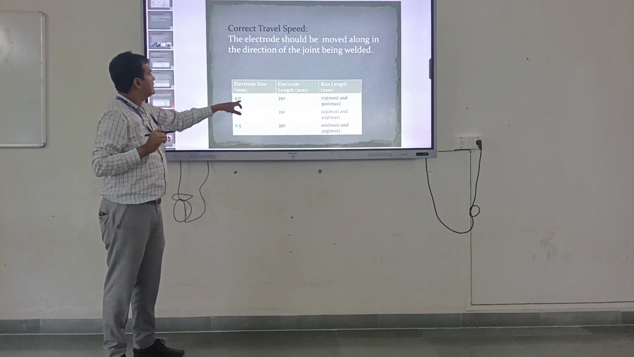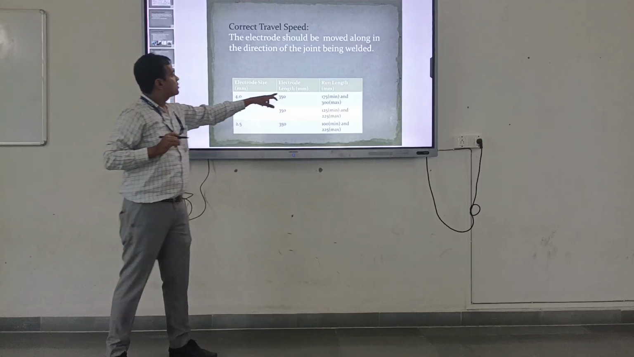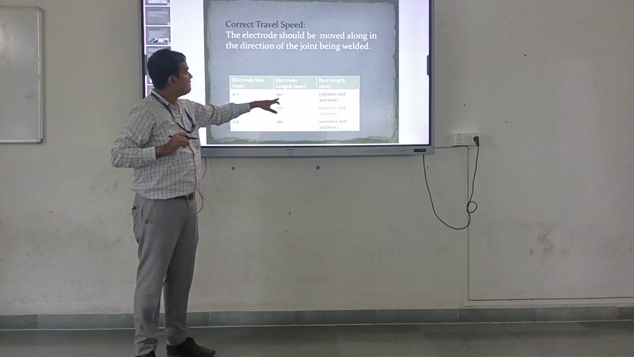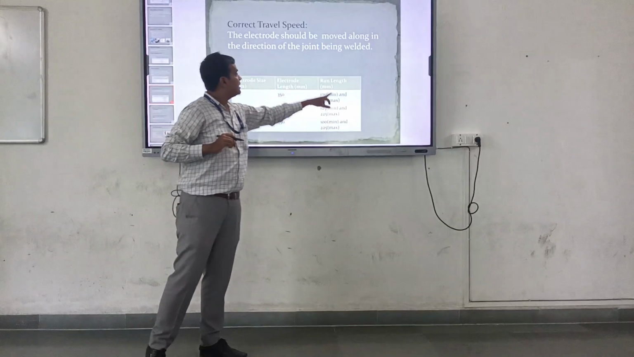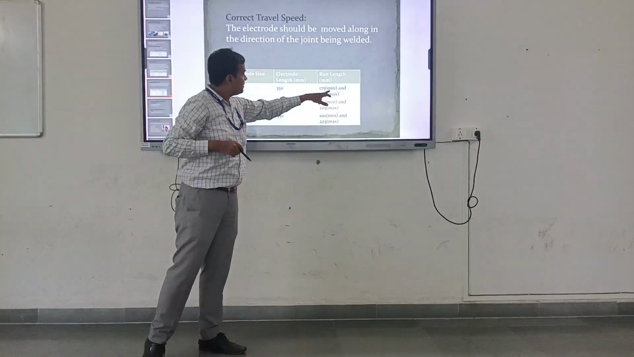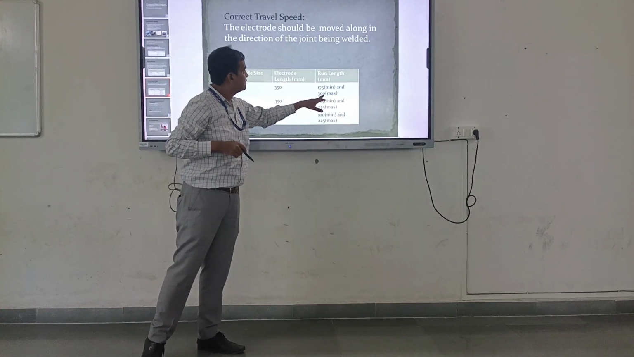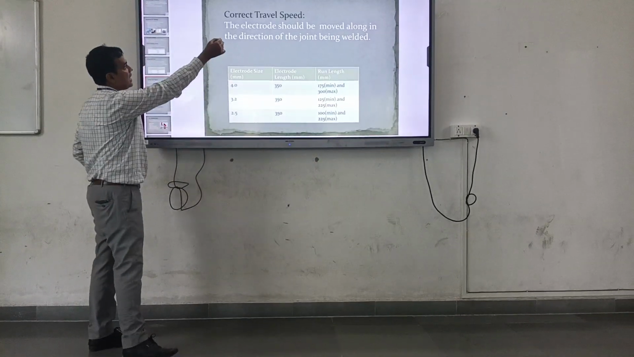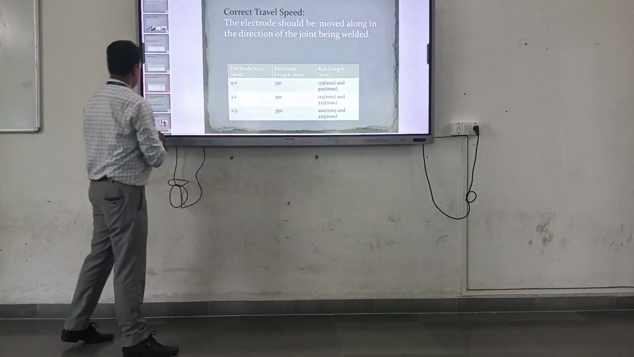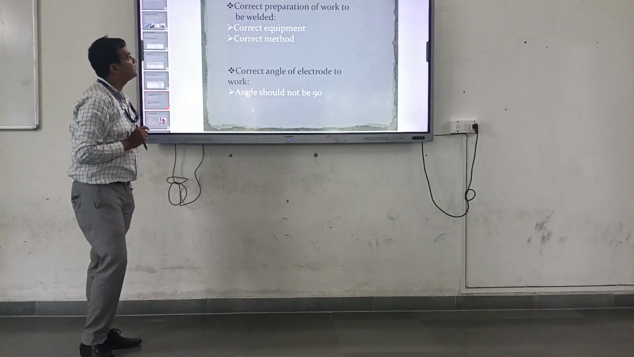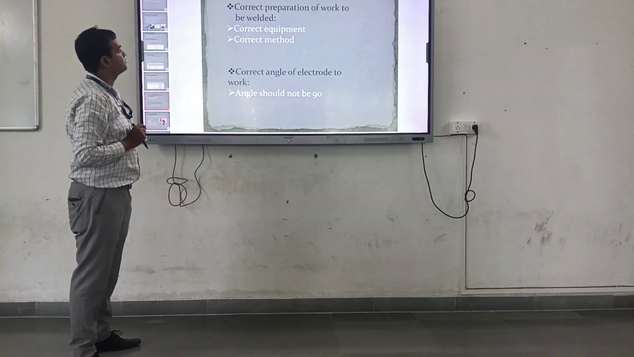So electrode size is 4 mm, then electrode length is 350 mm, and run length, meaning welding length, is 175 minimum to 300 maximum. So all this data is given here. Next one is preparation of the workpiece.